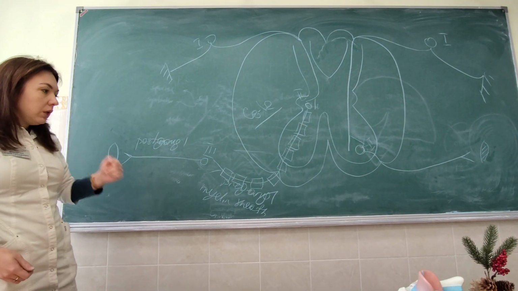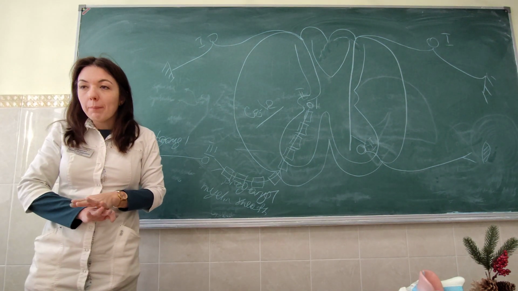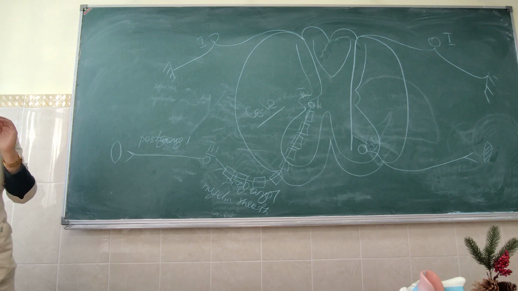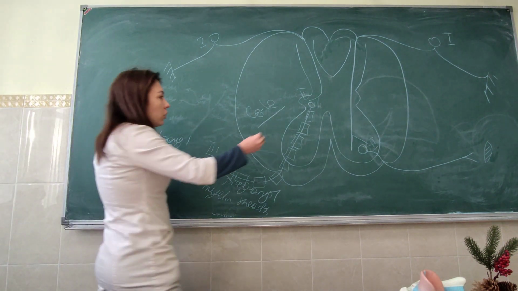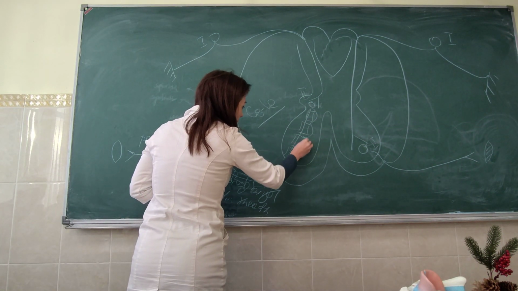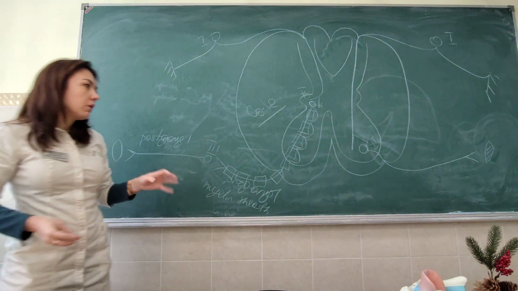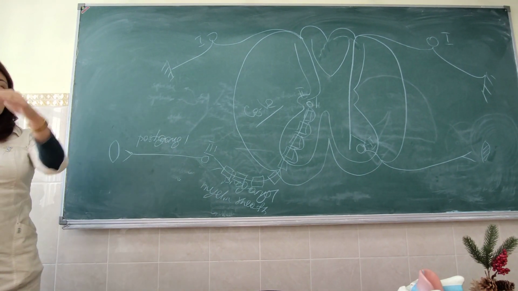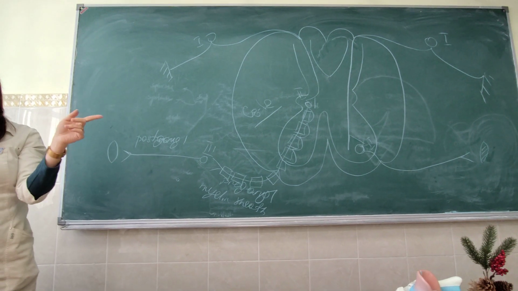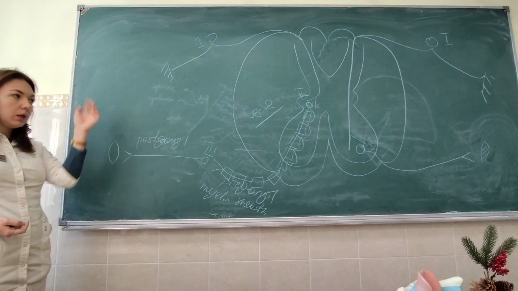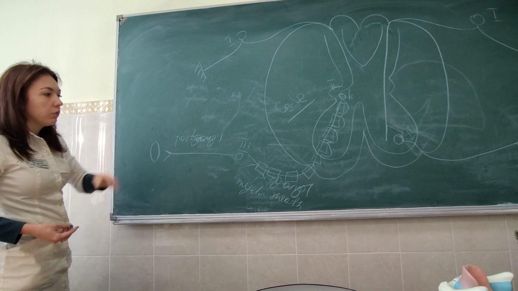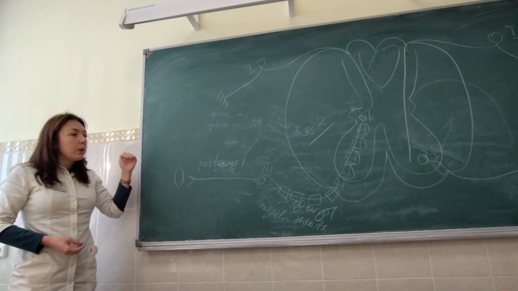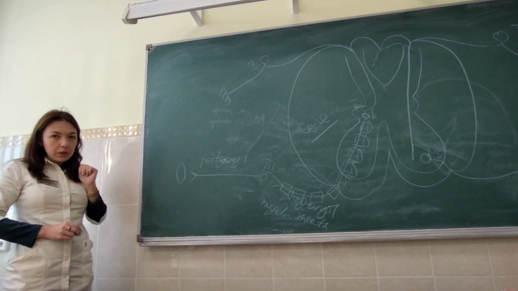Now, we have to say that not all the fibers are myelinated. For somatic neurons, yes, all of them are myelinated. And this presence of Schwann cells makes saltatory conduction possible. So the impulse jumps from one node of Ranvier to another node of Ranvier, and it's very fast. So for somatic fibers, it's always like that. But for autonomic, only preganglionic fibers are myelinated.